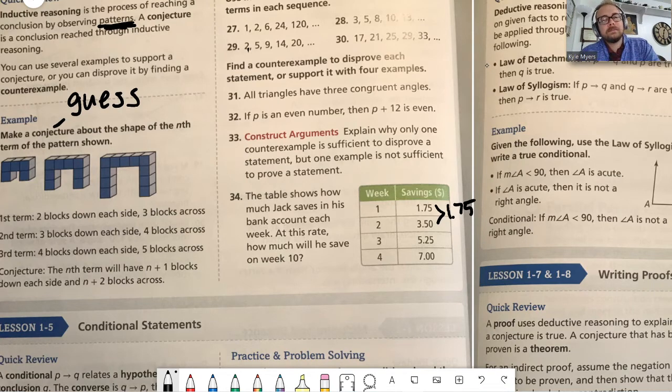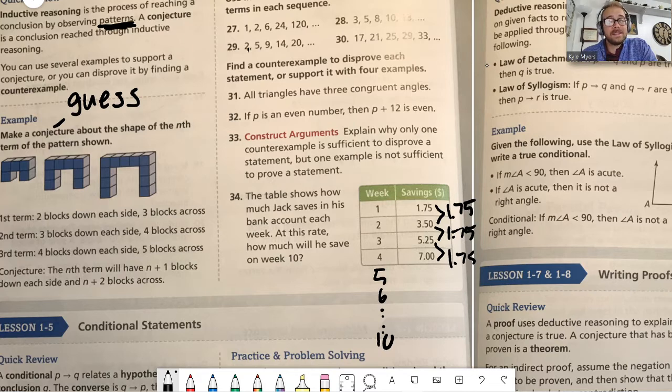Stupid allergies. Stupid ketchup. So $3.50 and $5.25. If I add 50 cents, I get $4. If I add $1, I get $5. So $1.50 so far, and then another 25 cents. So it looks like he saves $1.75 every week. So if he saves $1.75 every week, we could just take this table out to 10, and you could do it that way.